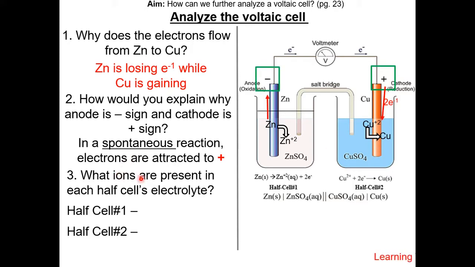Question 3. What ions are present in each half cell's electrolyte? Let's look at the first half cell. It will be zinc ion and sulfate ion. In half cell number 2, it will be copper ion and sulfate ion.